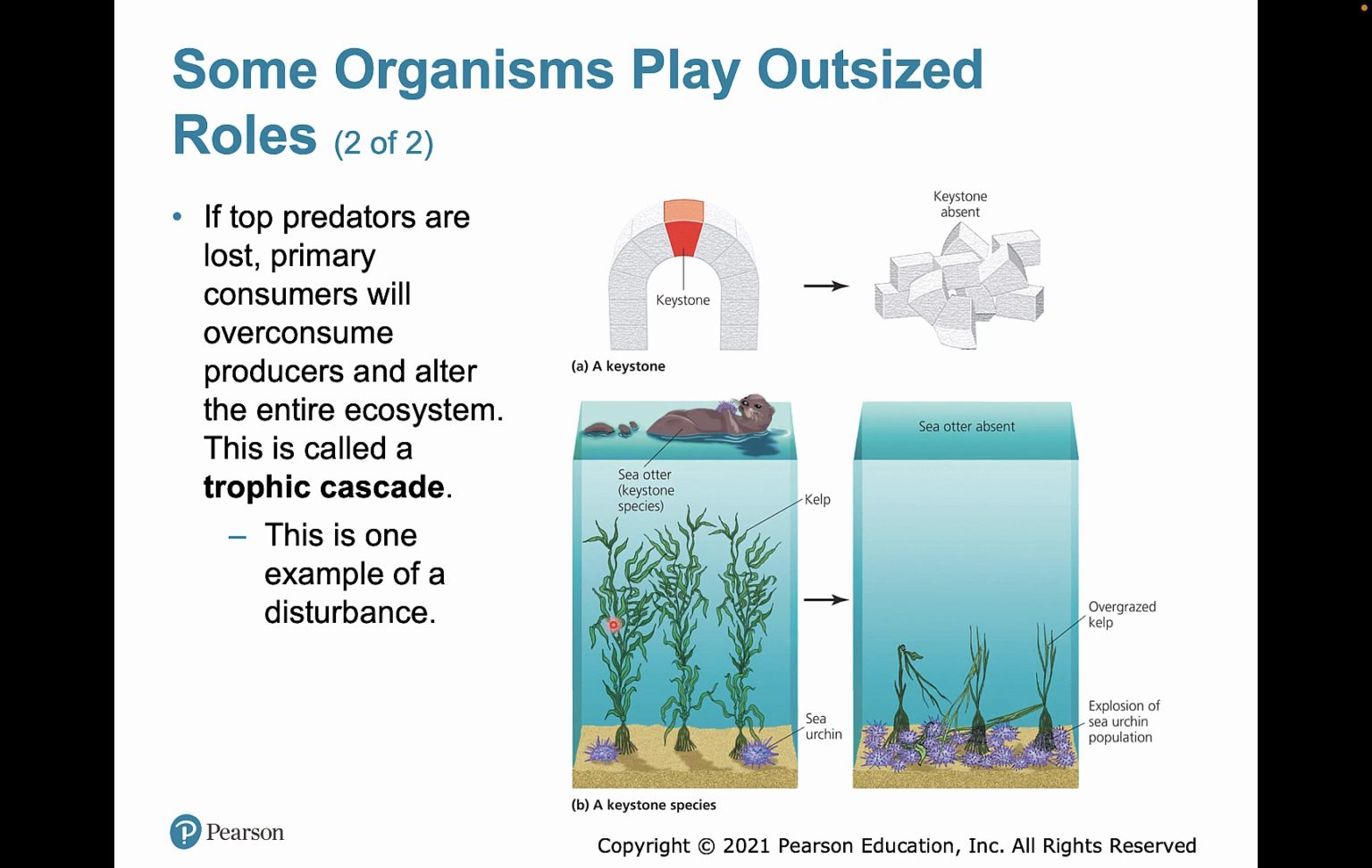So the example here is a kelp forest, like what's off the west coast of California. There's only one coast in California, off the coast of California, okay? So the sea otter is a keystone species.